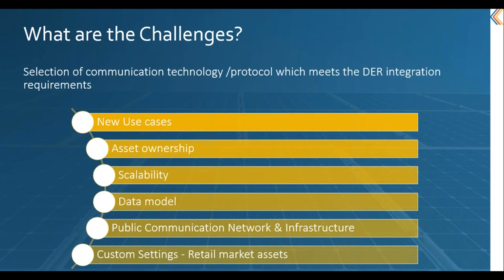For example, DER assets are owned by third parties like prosumers, consumers, or retailers. So utilities cannot directly control these assets, similar to other devices which they own and operate. Utilities shall ask permission for the operation, and there are contractual attributes which need to be respected before taking any action.